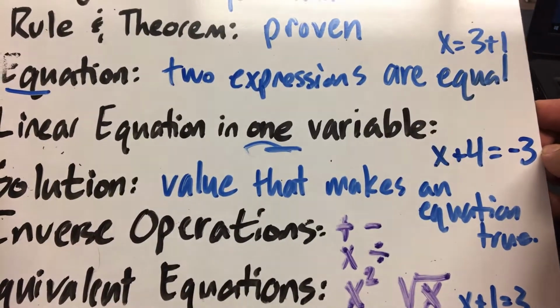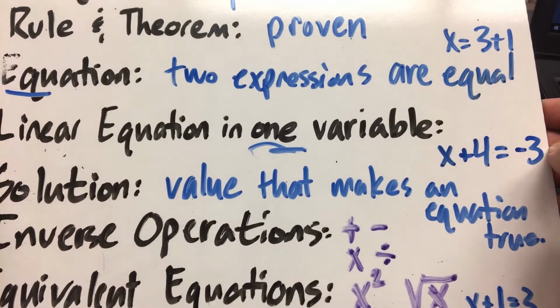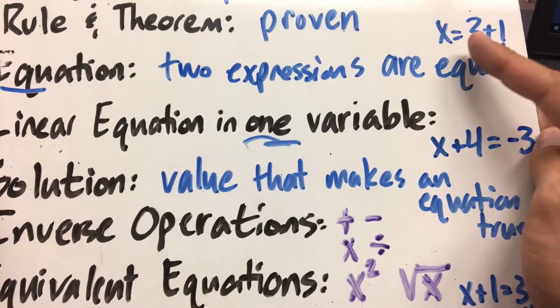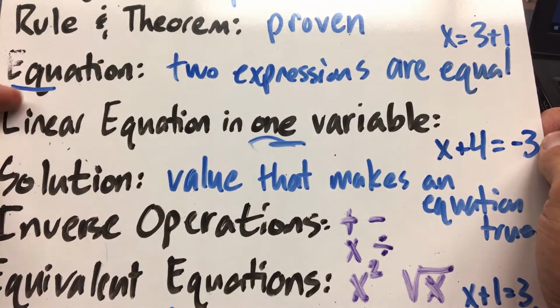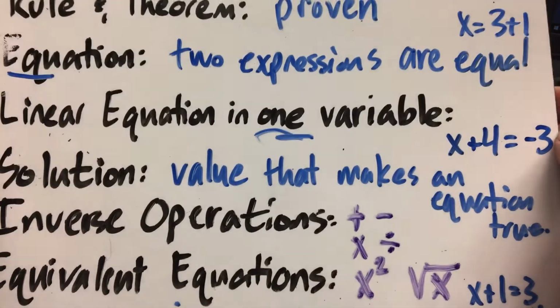An equation is a statement that sets two expressions equal to each other. So an equation has to have an equal sign, like right here, something very simple. Equation and equal both kind of start with the same letters. That's how I remember it.